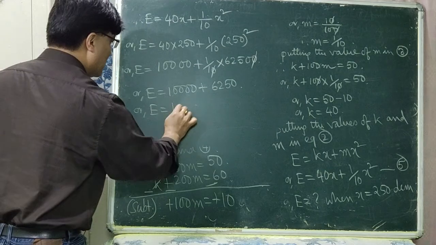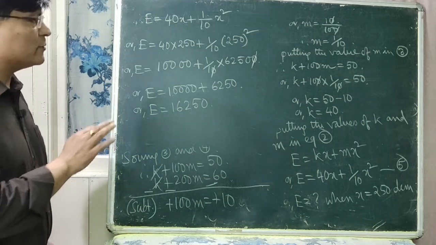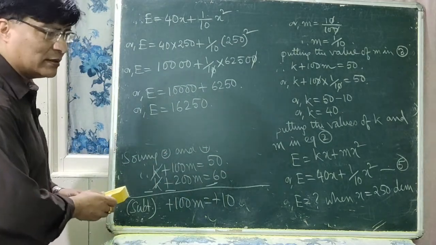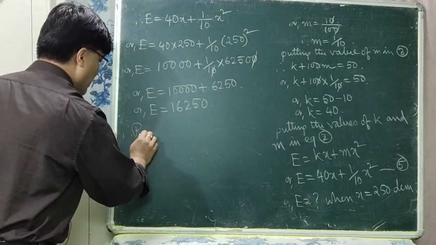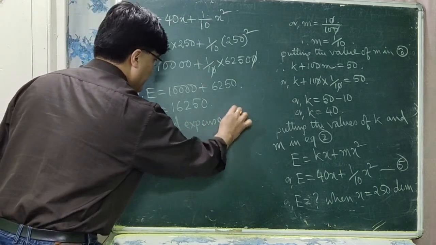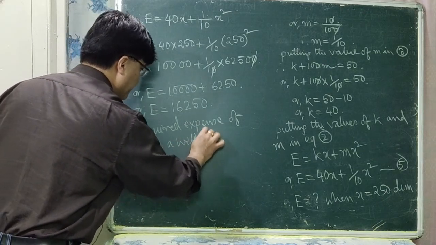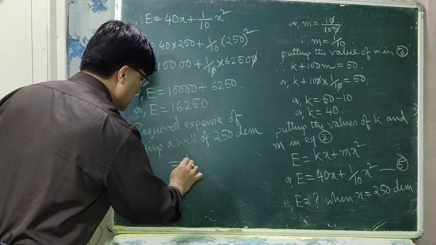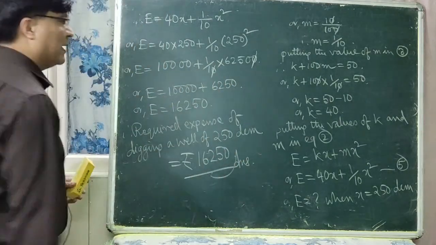So what is the total expense now? 16,250. So this is the required answer. So what is the expense for digging a well of 250 decimeter depth? So the required expense is rupees 16,250. So therefore, required expense of digging a well of 250 decimeter is equal to, what is the answer? It is rupees 16,250. So this is your final answer.